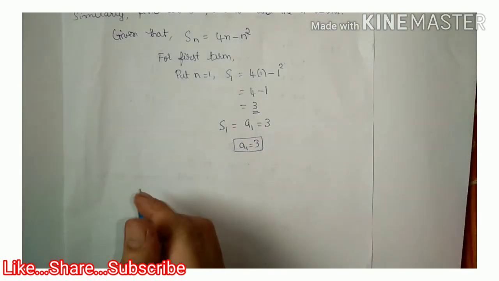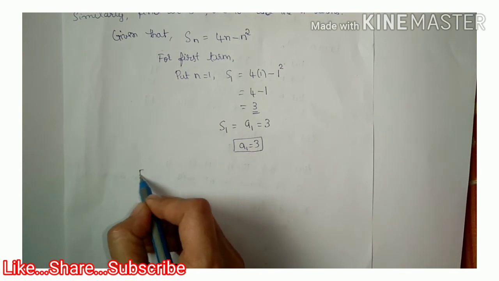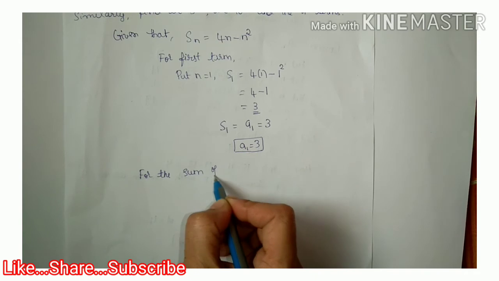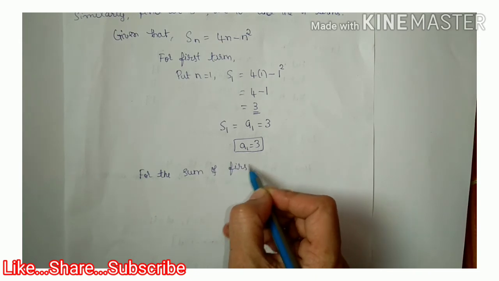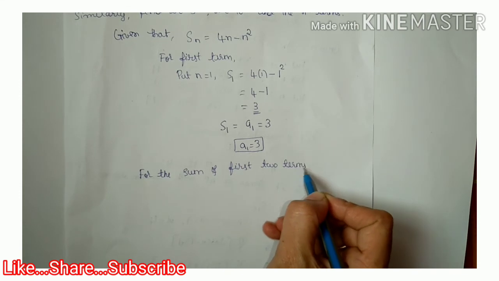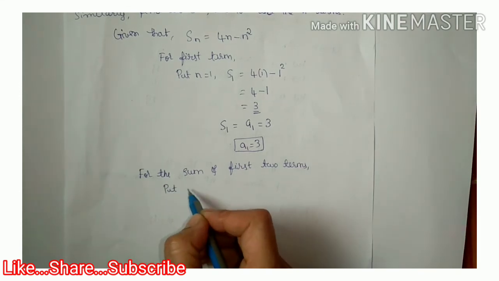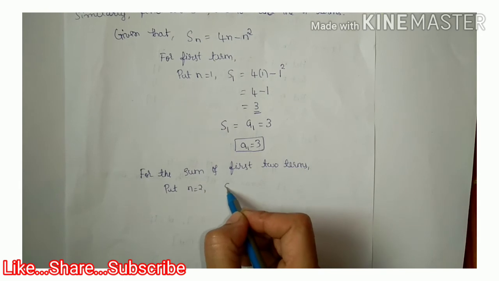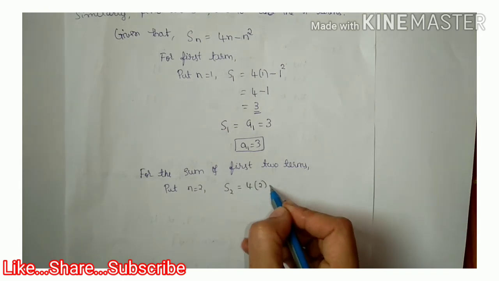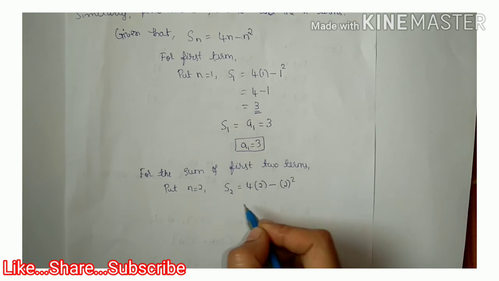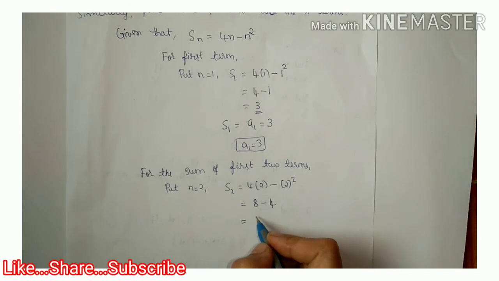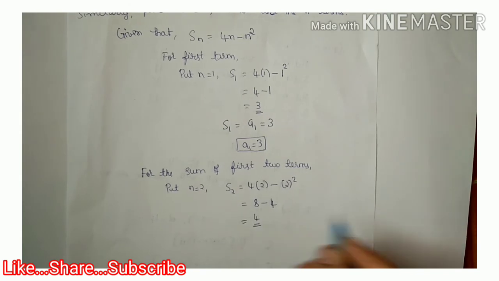Sum of first two terms. For the sum of the first two terms, put n is equal to 2. S2 is equal to 4 into 2 minus 2 square. 4 twos are 8, 2 square is 4. 8 minus 4, 4.